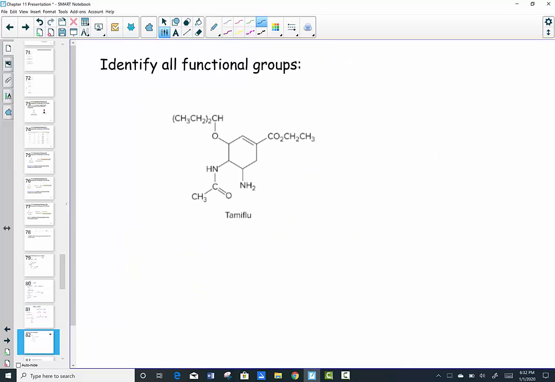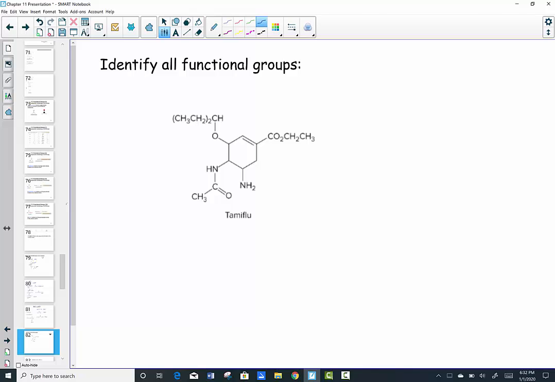And identify all functional groups. I encourage you to practice this first before we talk it through, practicing on your own paper, and then come back to check when ready. Okay, so how did you do?